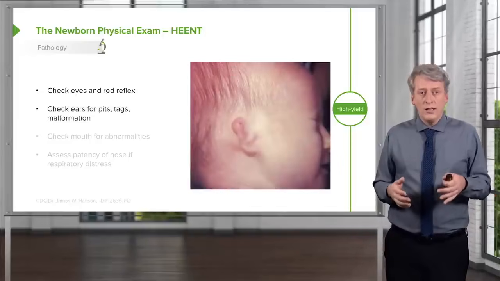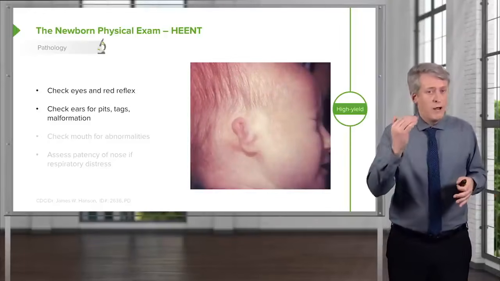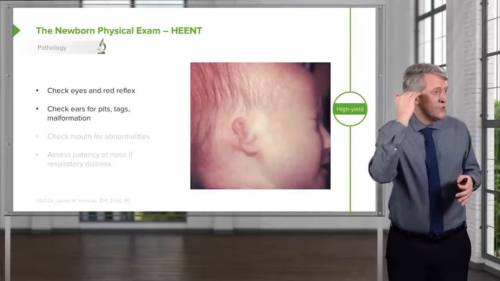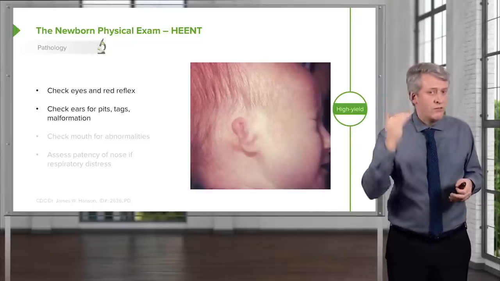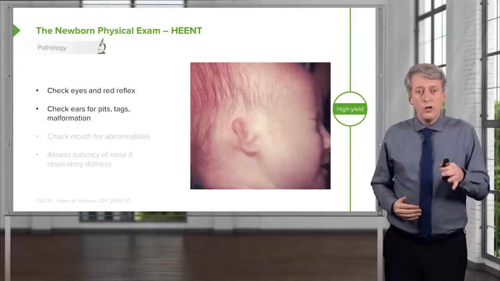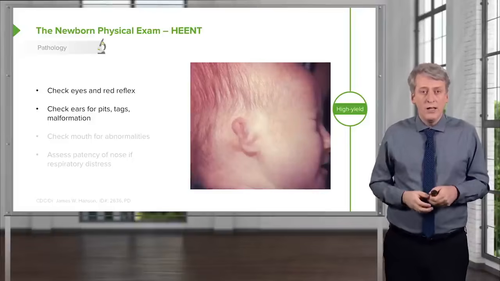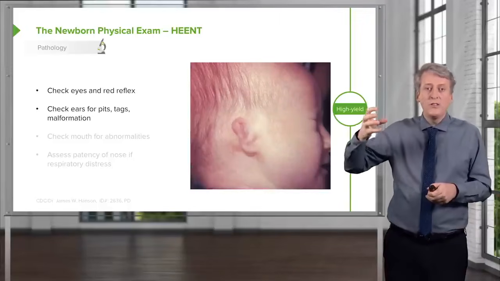Now take a look at the ears. As you draw a line backward from the eye, it should intersect the top third of the ear. Also, you should note any abnormalities of the ear. Is it posteriorly placed, or is it rotated?